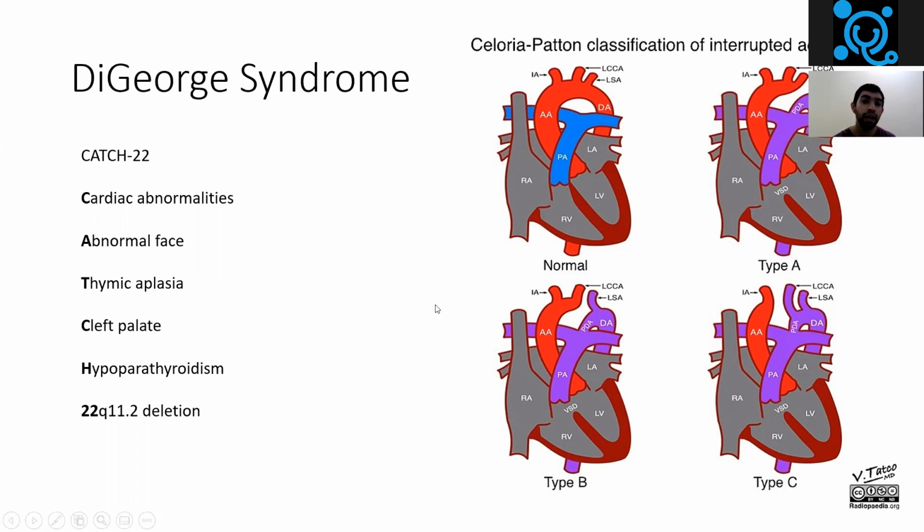Now, patients with DiGeorge syndrome have a variety of abnormalities, and it can be summarized with the mnemonic CATCH-22. They have cardiac abnormalities, the most common of which is an interrupted aortic arch, and they usually also have a ventricular septal defect. So those are two main things you need to associate from a cardiological perspective. They also have DiGeorge facies, which you can take a look at. And of note, they also have thymic aplasia.